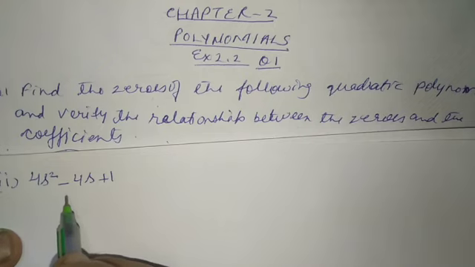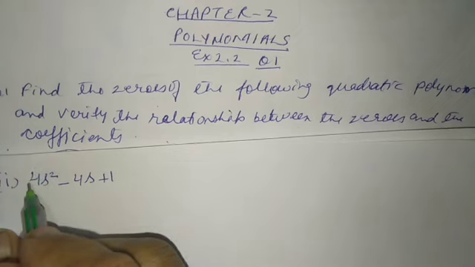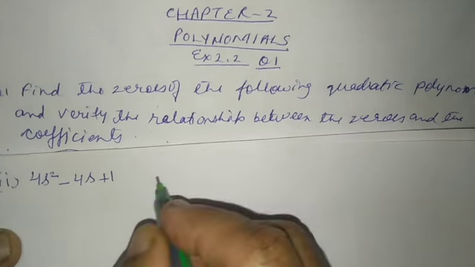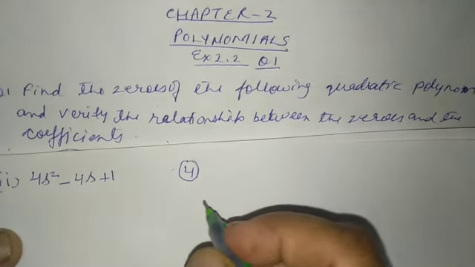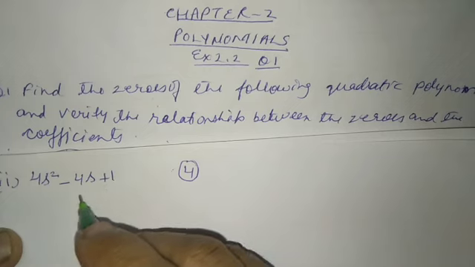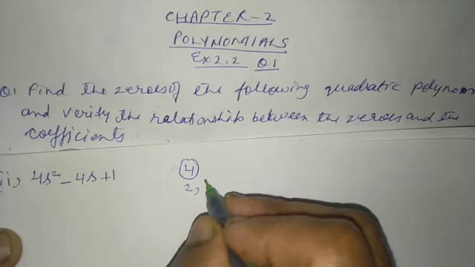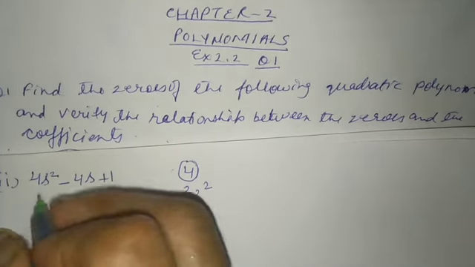We will do this factorization by splitting the middle term. The coefficient of s square here is 4 and the constant term is 1. So 4 times 1 is 4. We have to find the factors of 4 such that when we multiply them, we get 4, and when we add them, we get 4. That can be 2 and 2: 2 times 2 is 4 and 2 plus 2 is 4. So let us split the middle term.